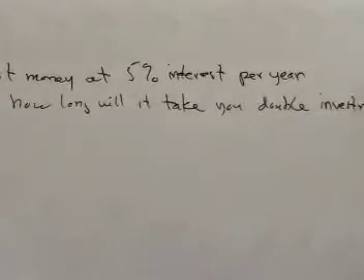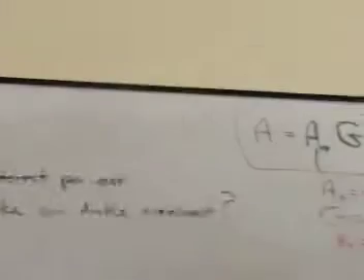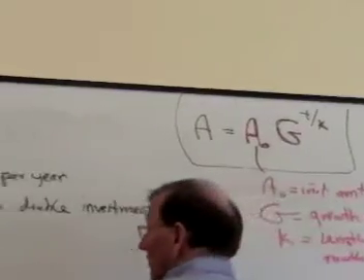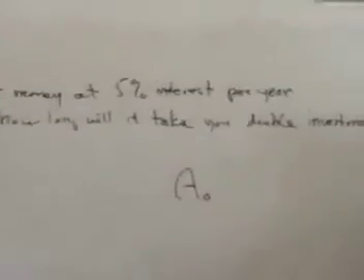In this problem, they didn't tell you the initial amount. They didn't tell you how much money you invested. So I'm just going to leave that as A0. I don't know what that is yet.